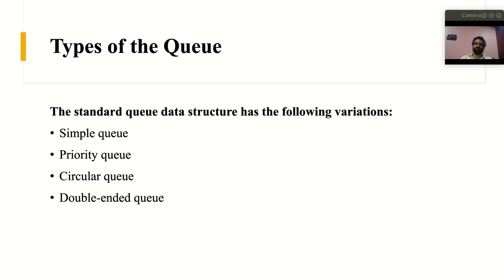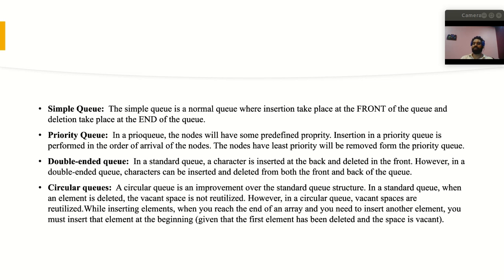Basically, there are four types of queues. First, simple queue. Second, priority queue. Third, circular queue. Fourth, the double-ended queue. With the name simple queue, you can understand that a simple queue is a normal queue which has two ends, the front end and the rear end. From one end we insert the data, that is known as the rear end, and from the other end we delete the data, that is known as the front end. So this is a normal queue and it follows FIFO.